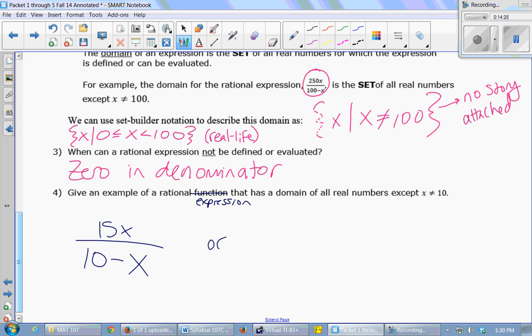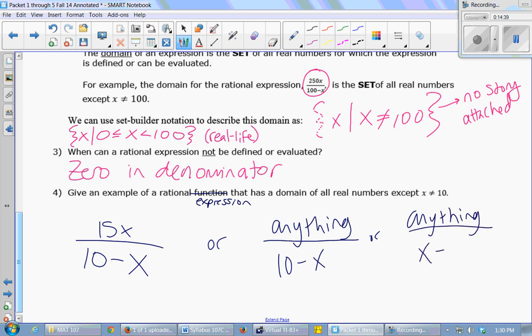Anything over 10 minus x, or anything over x minus 10, right? Either way, if you try to put in a 10 for x, you get a 0 denominator. Any of those things will make the denominator 0. So the domain would be all real numbers except for 10 in all three of those examples.